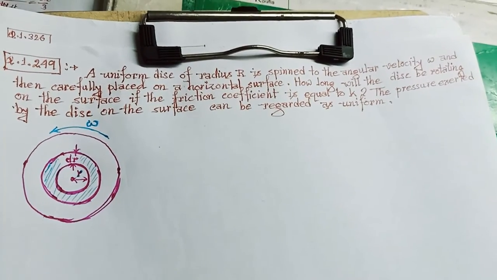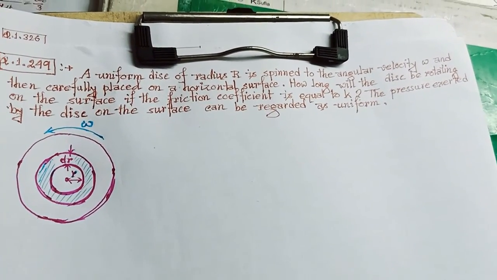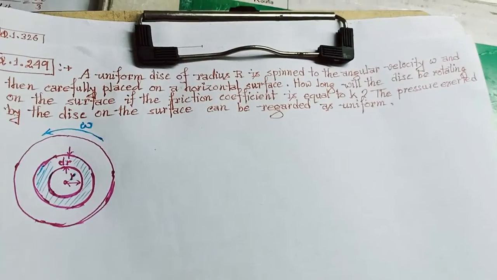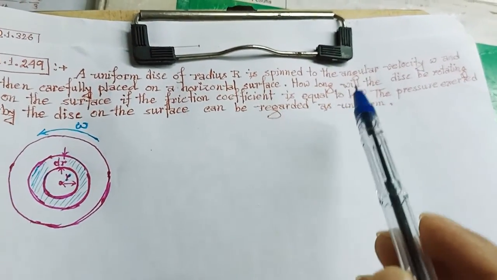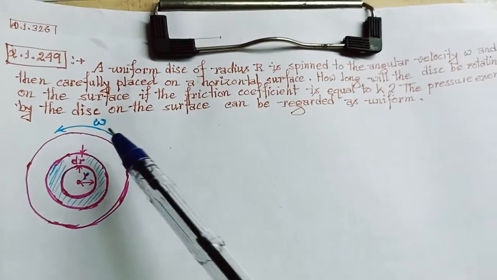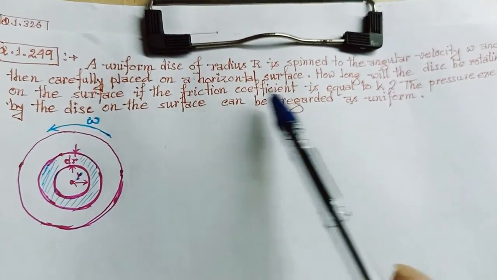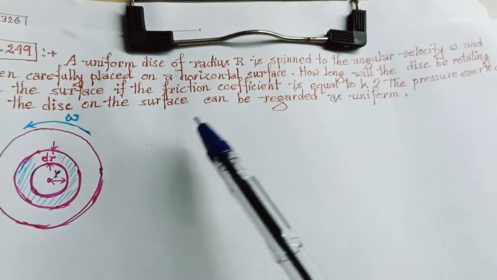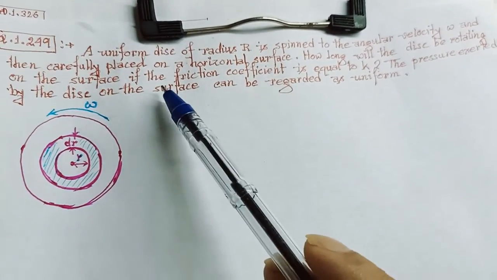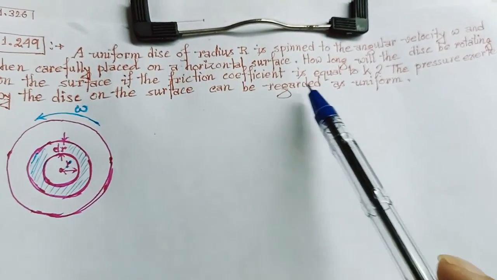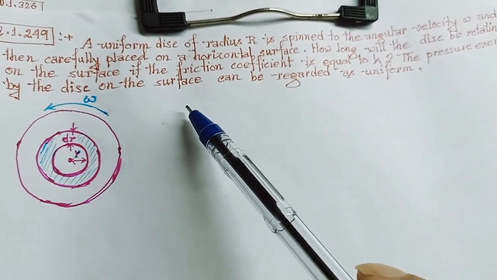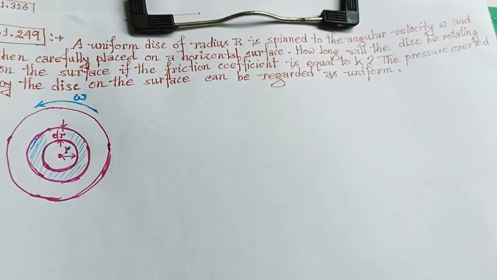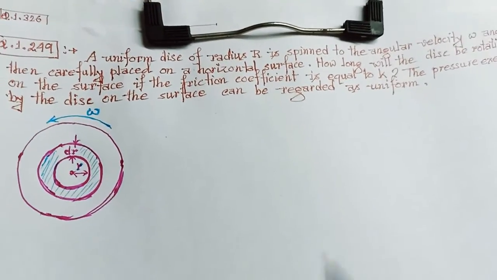Here is question 1.249 from Irodov, Dynamics of a Solid Body. In this question, it is given that a uniform disk of radius r is spun with the angular velocity omega and then carefully placed on a horizontal surface. How long will the disk be rotating on the surface if the friction coefficient is equal to k? The pressure exerted by the disk on the surface can be regarded as uniform. So let's solve this question.